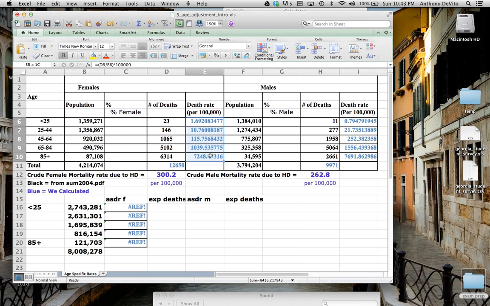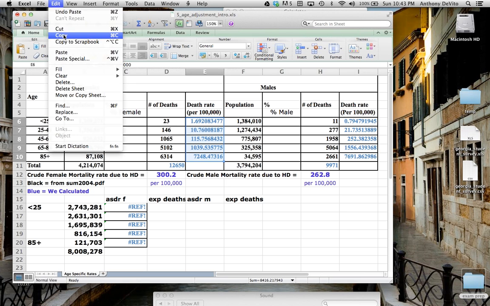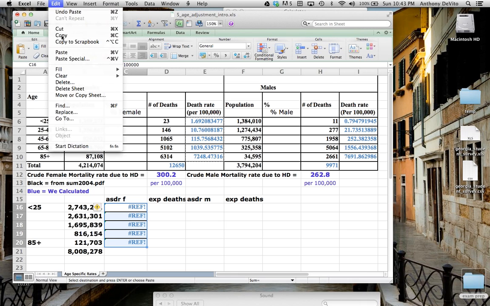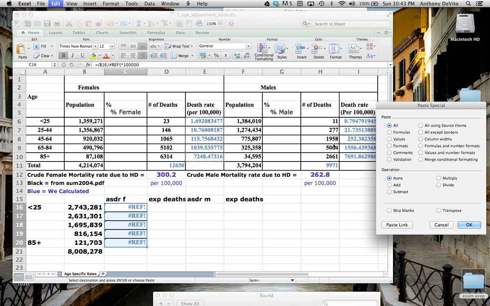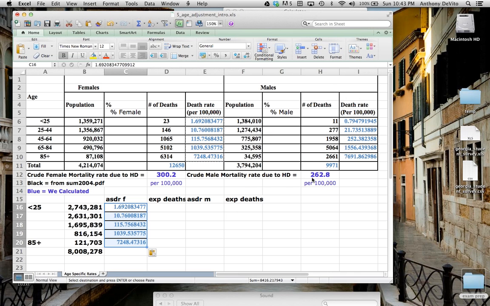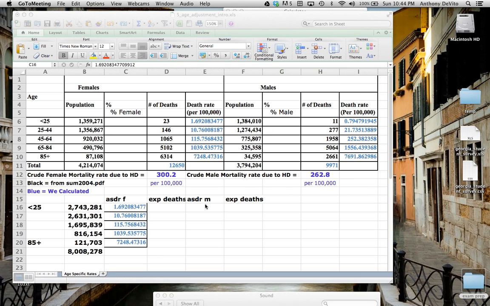I'm just going to take this. I'm going to say edit, copy. Then I'm going to go over here and tell it to paste. It's 5 boxes. Edit, paste special. I'm going to tell it just to paste the values. Oh, here it is over here. See if that works. Yep, that worked. Okay, I'm not going to bother with trying to figure out why it didn't work the first time.